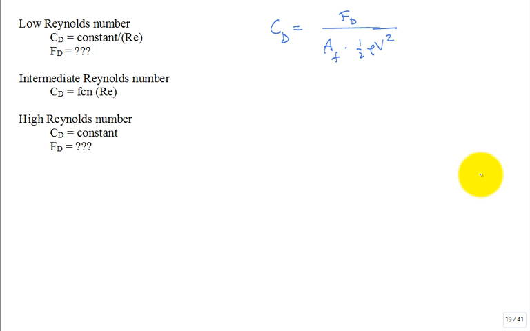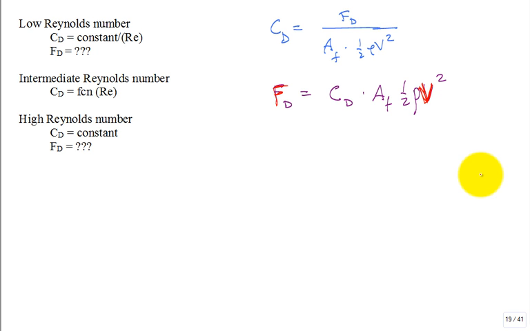True? How would we use this? Well, we would unravel it and say the drag force, when I want to use it, is equal to the drag coefficient times that area times 1/2 rho v squared. If I'm moving faster in the fluid, I get a larger drag force. True?